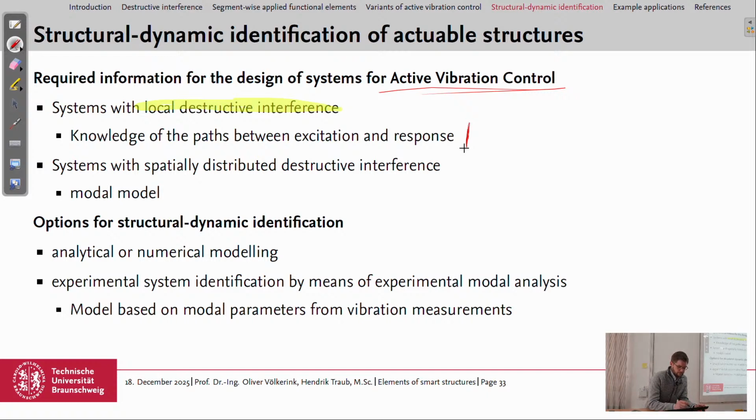And for the distributed or modal destructive interference, we need a modal model of the structure. We need the generalized mass and stiffness. And we can identify it, of course, with modeling approaches, analytical or numerical modeling. Or we can do an experimental system identification by means of experimental modal analysis to build a modal model based on the modal parameters.